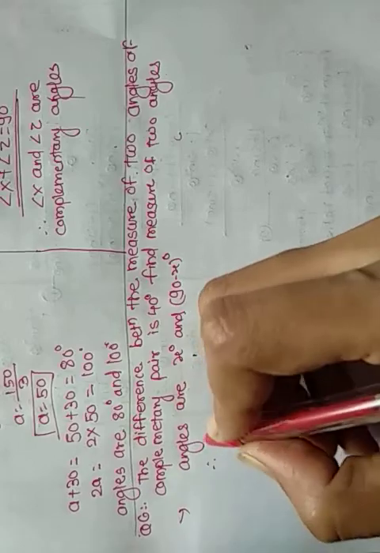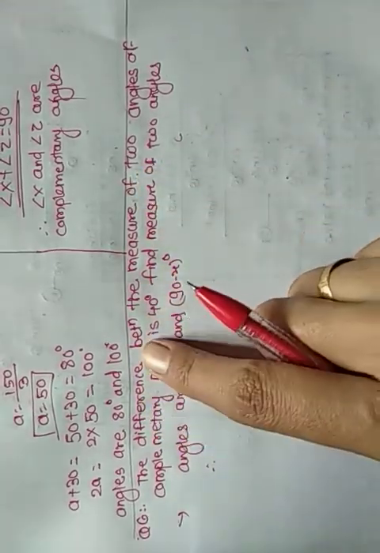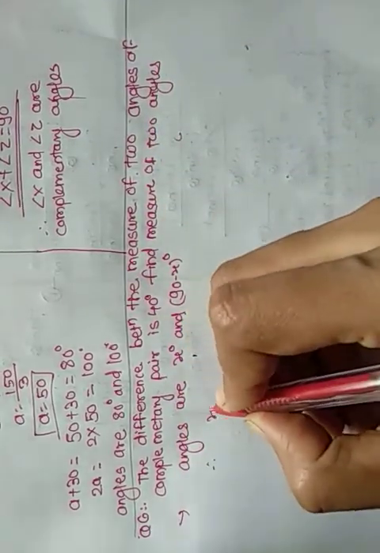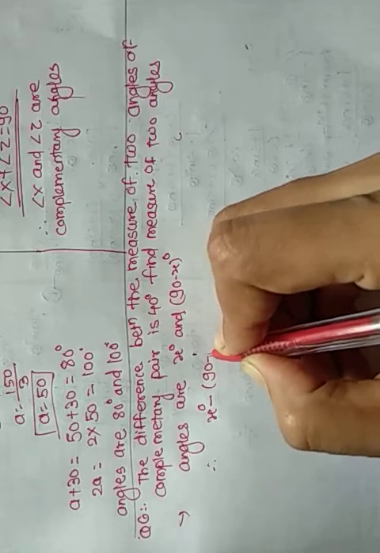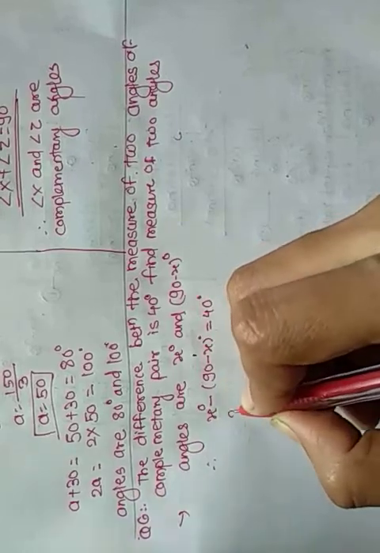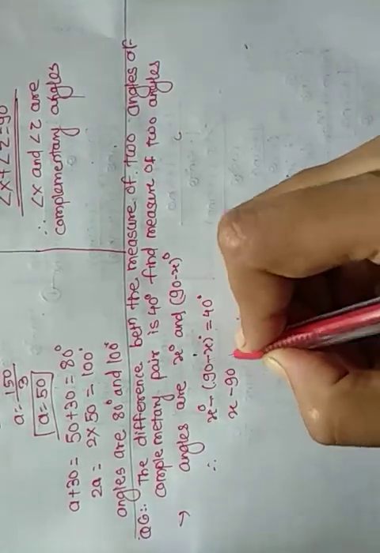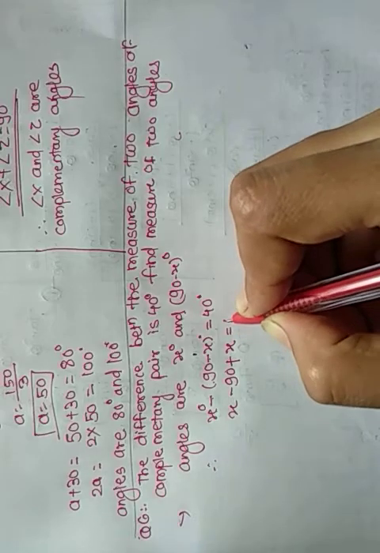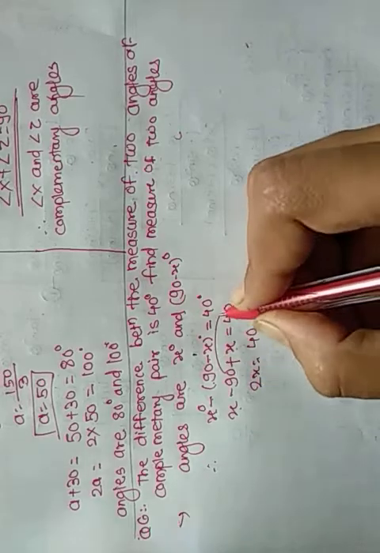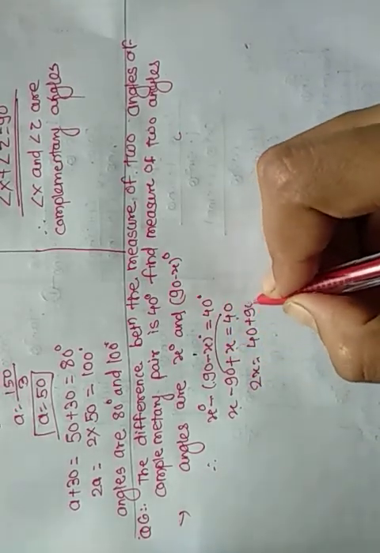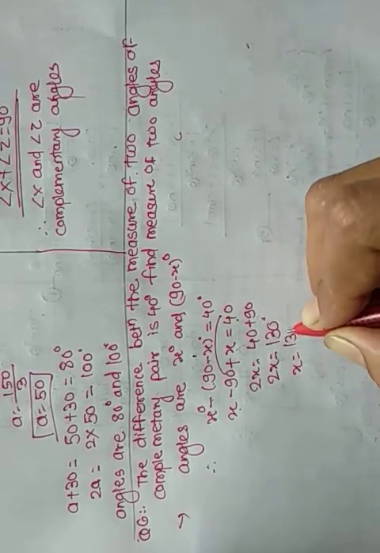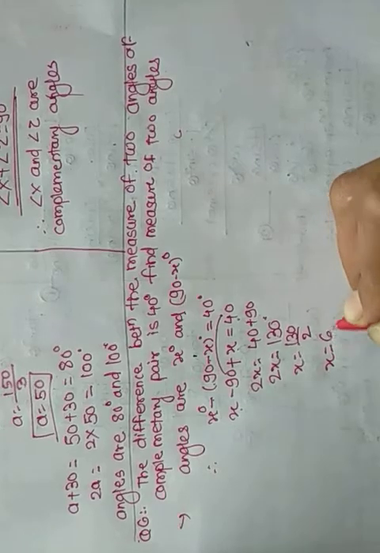Now, by the given condition, the difference, which means their subtraction, is 40 degrees. It means x minus (90 minus x) is equal to 40 degrees. Now here x, this plus becomes minus 90, this minus becomes plus x, is equal to 40 degrees. x plus x, that is 2x. This 40, this plus 90 becomes minus 90, becomes plus 90. So 2x is equal to 130 degrees. So x is equal to 130 divided by 2. So the value of x is 65 degrees.